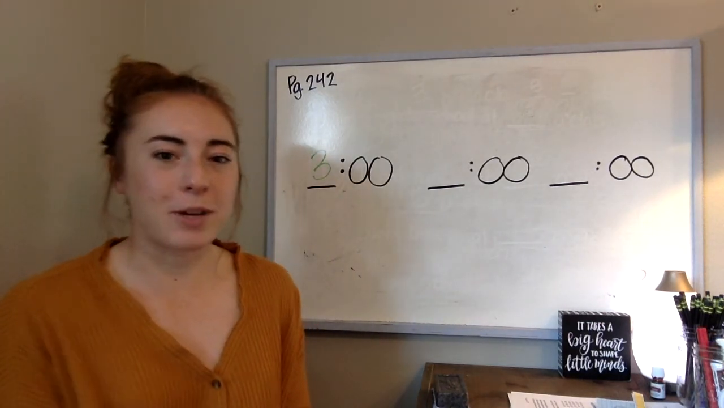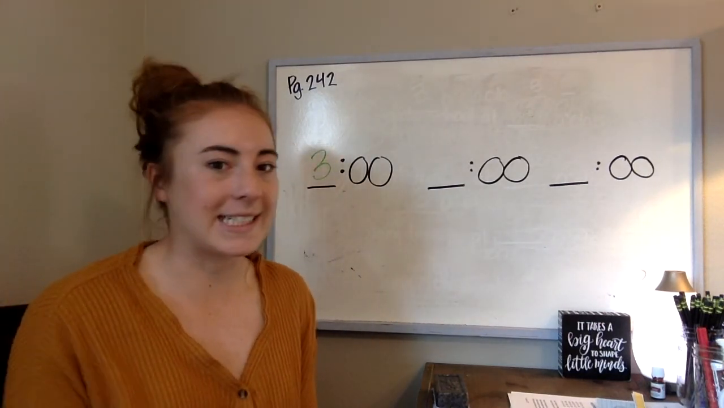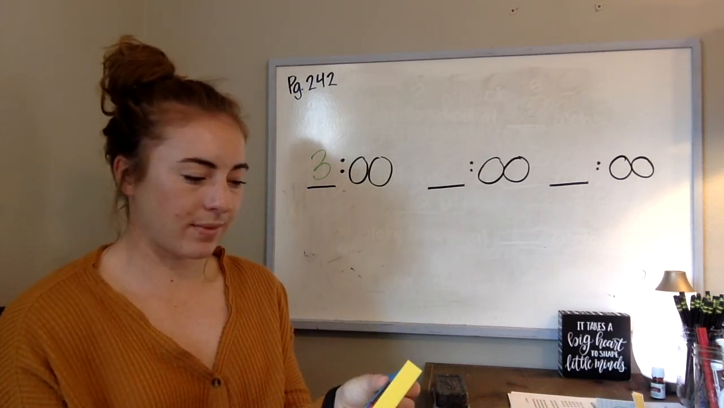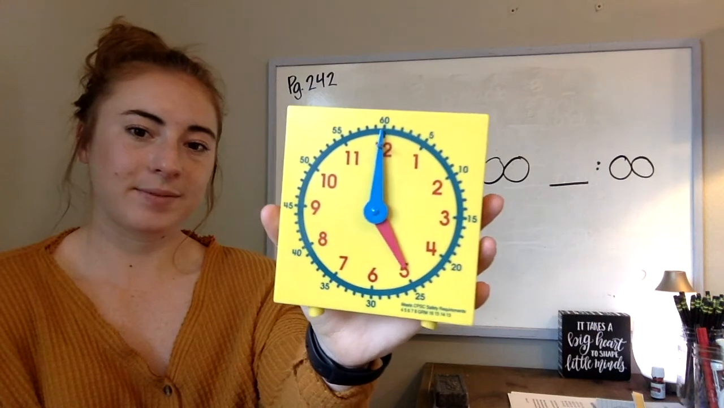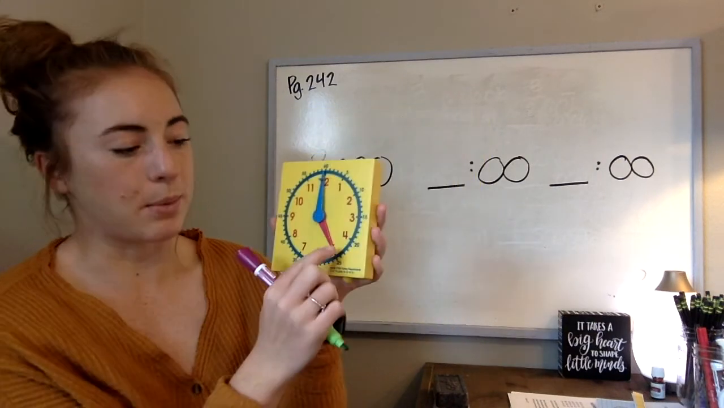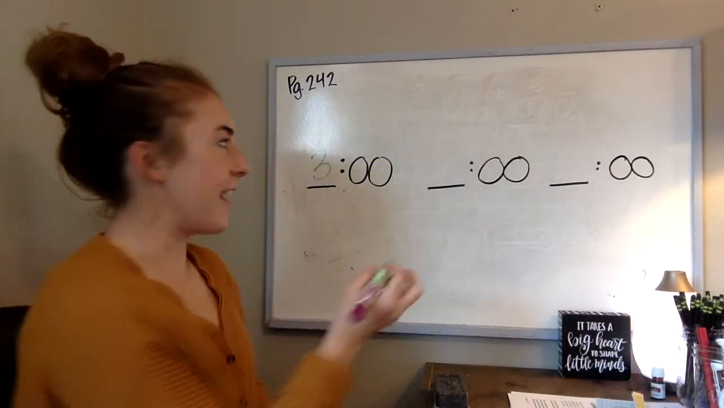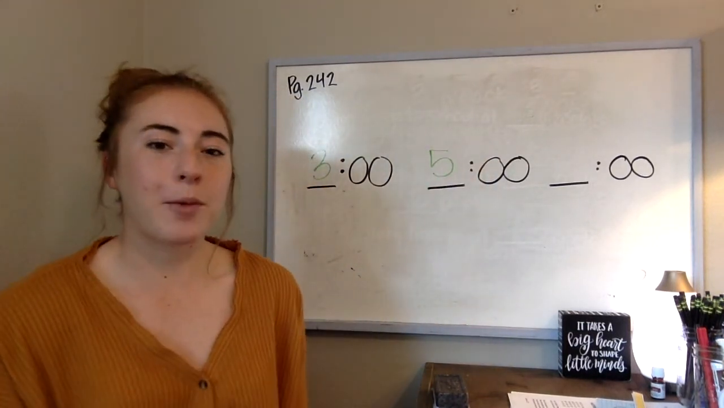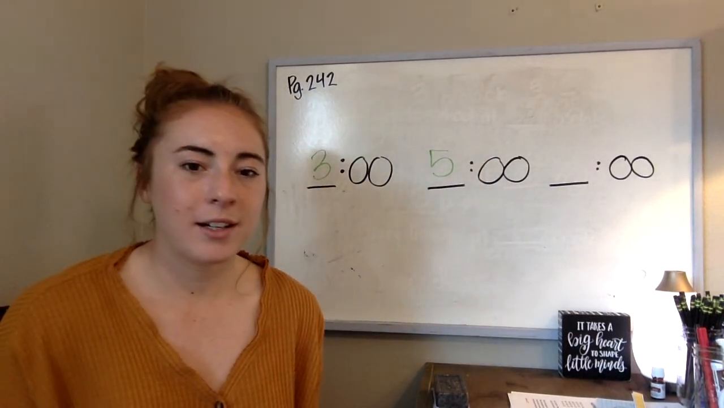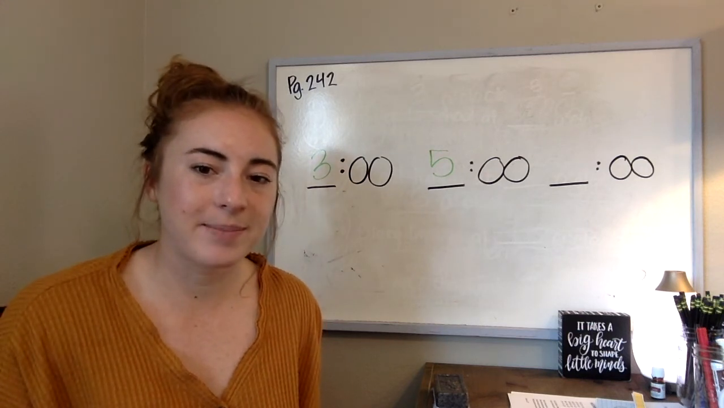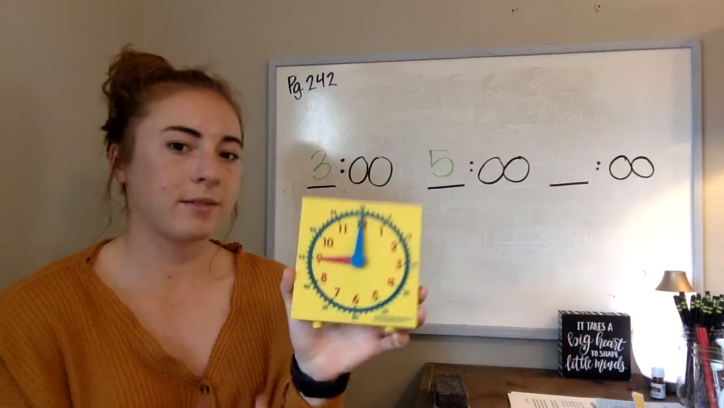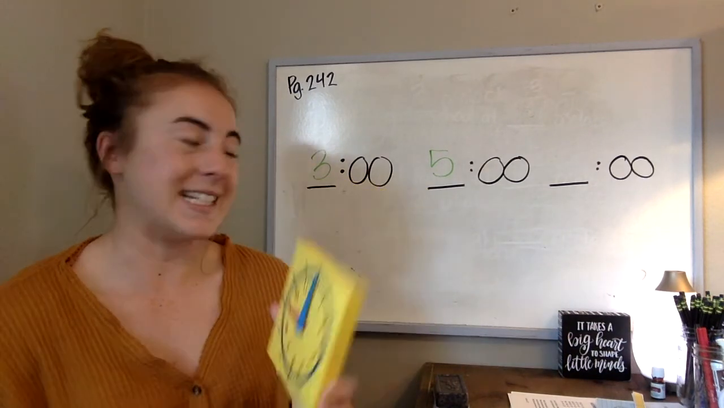Let's do the next one. What time does it say? I think your clock looks like this. Where is it pointing to? 5. It's 5 o'clock. Great job. And what about that last one? What time does the clock say it is? It's 9 o'clock.